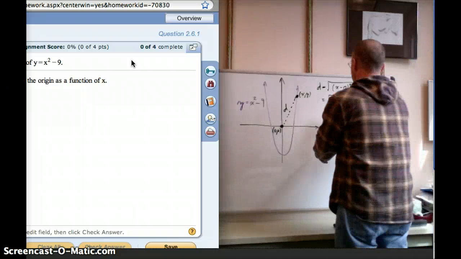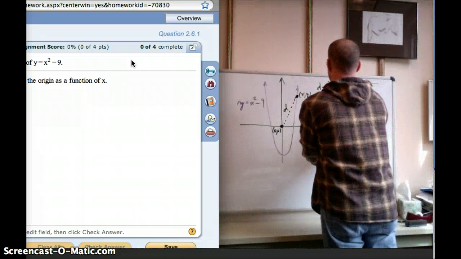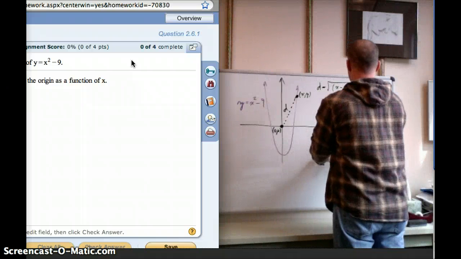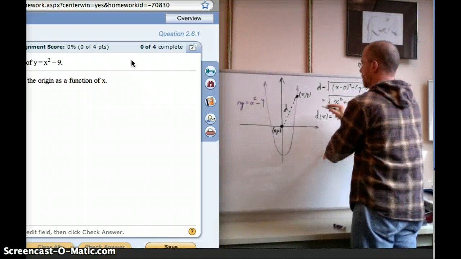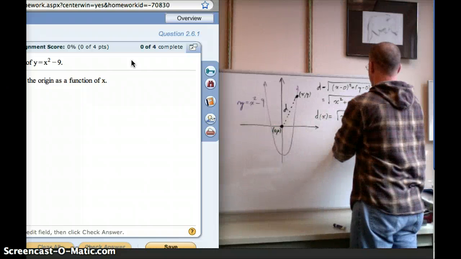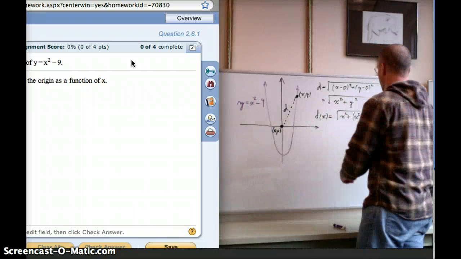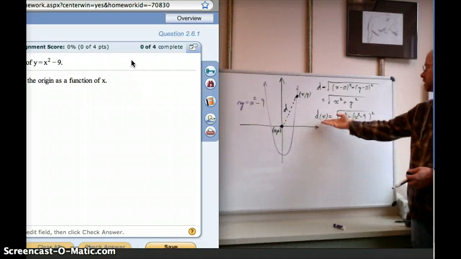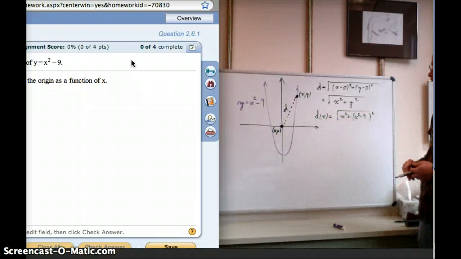So let me substitute. Distance as a function of x is the square root of x squared plus the square of y. Y is always x squared minus 9. Okay? That now gets me distance expressed just in terms of x.